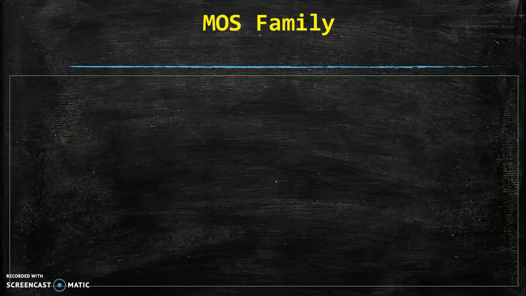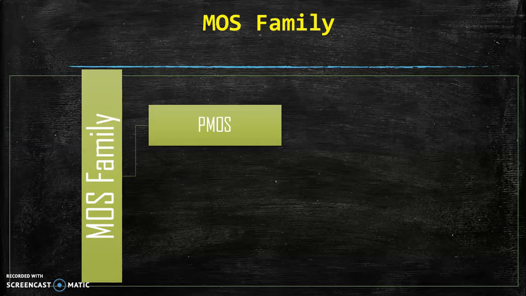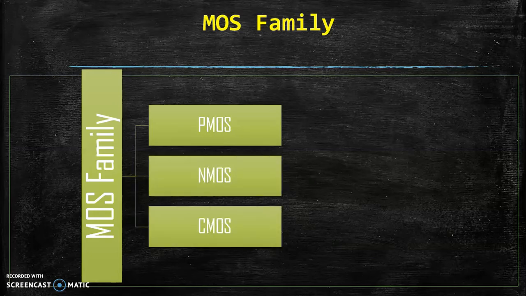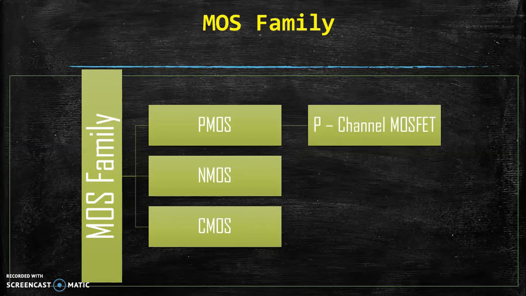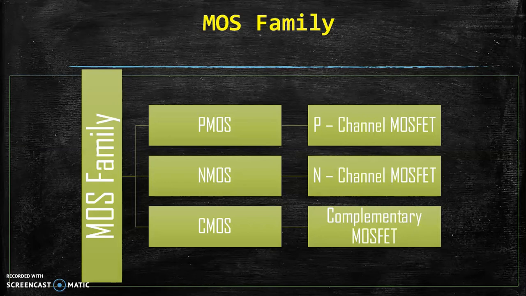Now let us see the classification of the MOS family. We have basically three different types of classification in the MOS family, that is PMOS, NMOS and CMOS. In case of PMOS, we use a P-channel MOSFET. In case of NMOS, we use an N-channel MOSFET. CMOS is known as complementary MOSFET, and in CMOS we use a P-channel as well as an N-channel MOSFET.